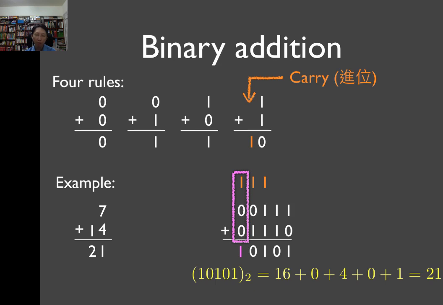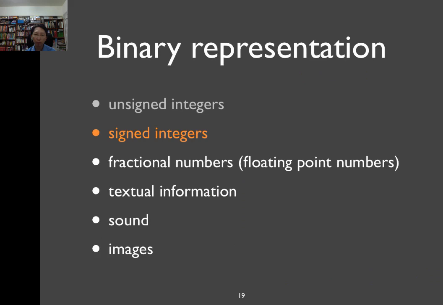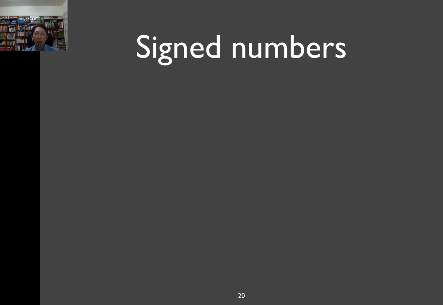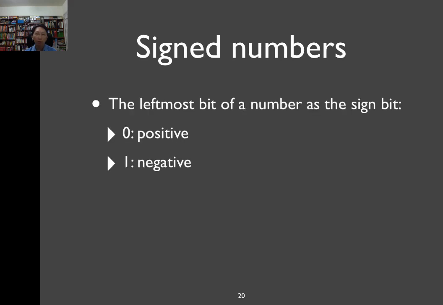Let's do the verification and convert to decimal. 16 is the leftmost digit's weighting. 16 plus 4 plus 1, and it is indeed 21. Now let's see other kinds of representation. After we finish our unsigned integers, we are going to see signed integers. How do we represent signed integers? For signed numbers, the leftmost bit of a number is the sign bit.